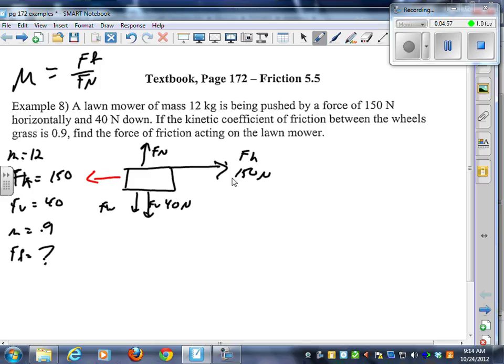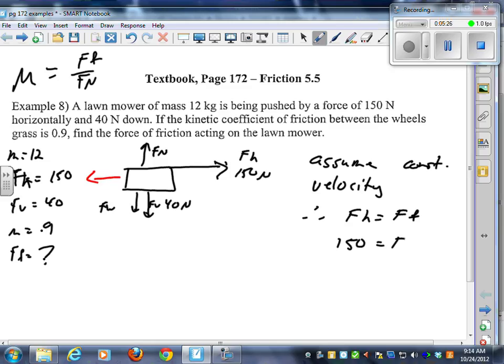So in fact, if I was doing the question, I'd say, well, I'm going to assume it's a constant velocity. Assuming constant velocity, that would mean what? What would have to be equal to each other? If it's moving at a constant speed sideways, the FH would have to be equal to the friction force, which would mean that the horizontal component, 150, is equal to my friction force. Right? Well, it doesn't really say it in the question, does it? But again, based on past lawn mowing experience, I would go with this.